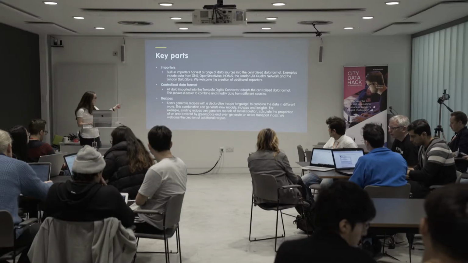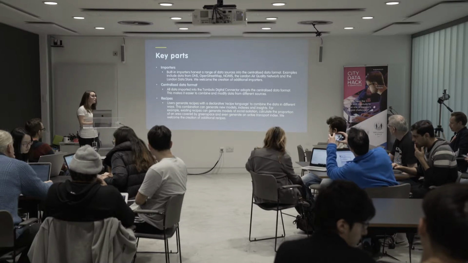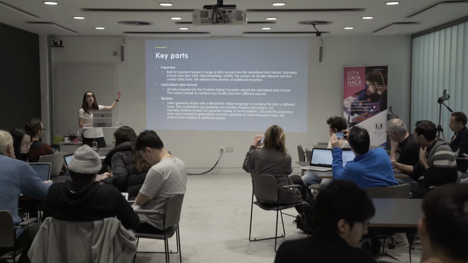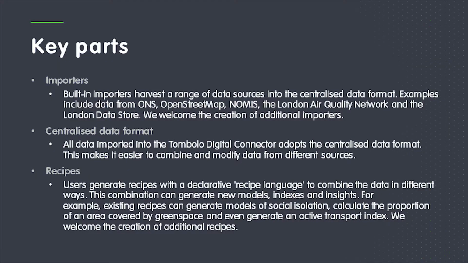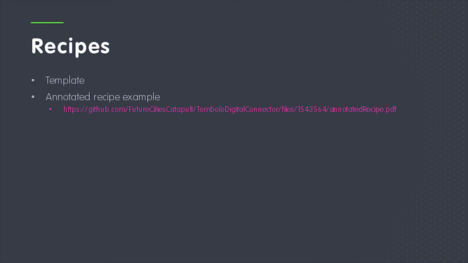One of the most important parts of the Digital Connector are also the recipes. This is where you start from. The recipes are JSON files, which have a declarative recipe language, and they help you specify what kind of information you want as an output, what kind of data you want to fetch, and how you want to combine this data. These recipes are actually used to generate model indexes, which the Digital Connector is very good at, and we already have templates for these recipes.